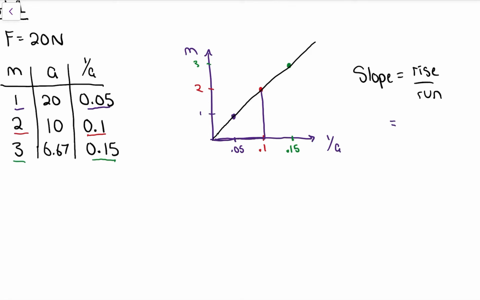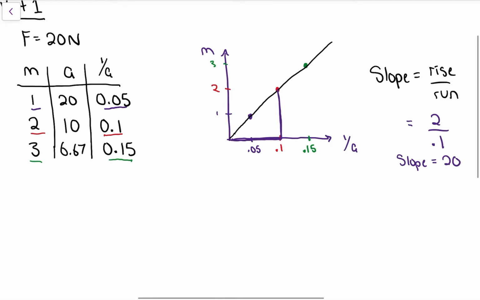If I use that, it went through the origin and it went up to 2. 2 is my rise, and the run was 0.1. That's my slope. My slope is 2 divided by 0.1, which is 20. Yeah, that's kind of familiar. 20 is what my force was at the beginning of all this. That was one of the questions in the lab as well.